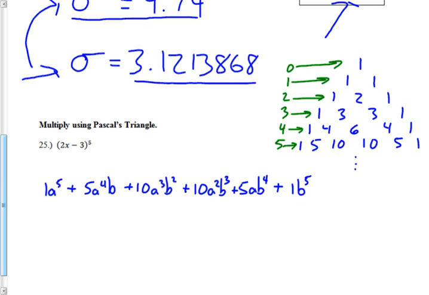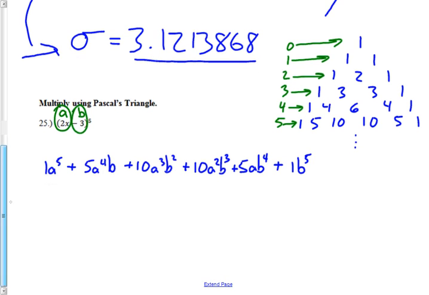And so when I do this, A and B are the two values from the binomial, but this time I don't have A and B. Instead of an A, I have a 2x. Instead of a B, I have a -3. So right here, any place I see an A, I'm going to plug in a 2x. Any place I see a B, I'm going to plug in a -3. So right here I have an A, and I'm just going to plug in the 2x in its place. Same thing with this A. Every B value, I'm going to plug in the -3.